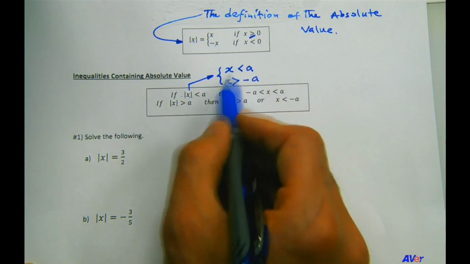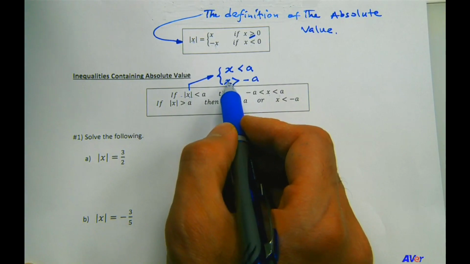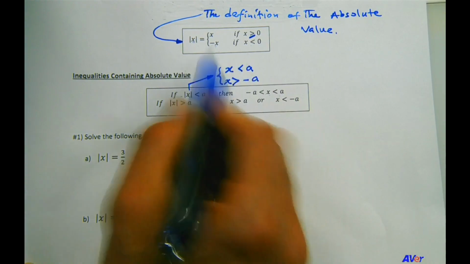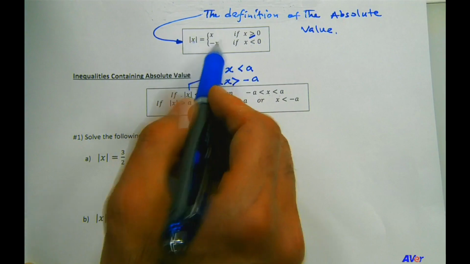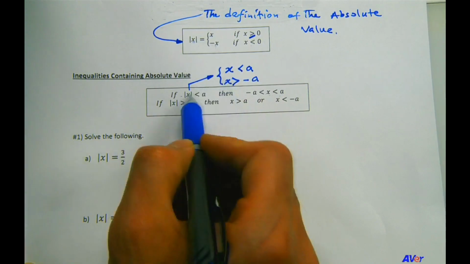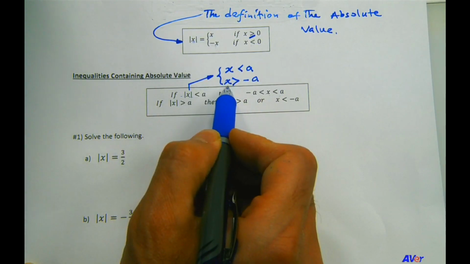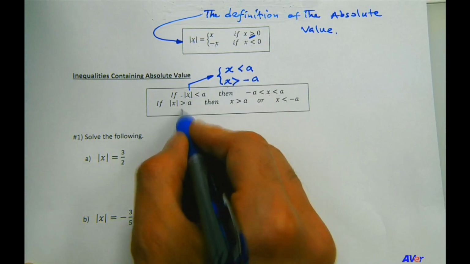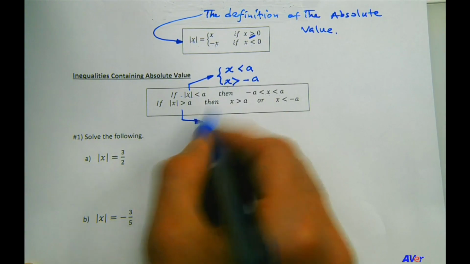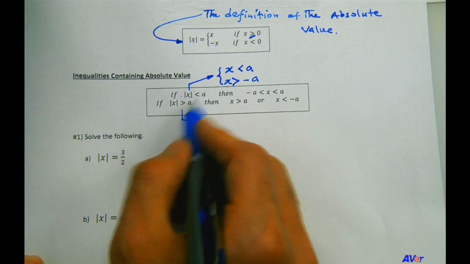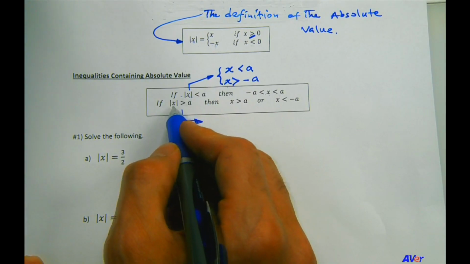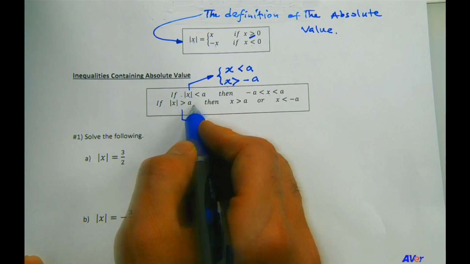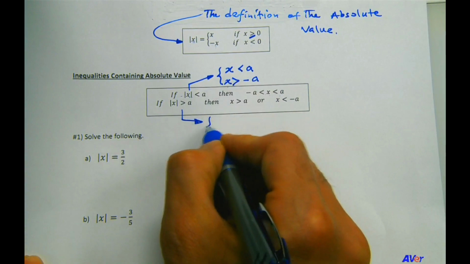I explained it like this because I wanted you guys to see the similarity between the absolute value definition and what we do to solve an absolute value inequality. Okay, let's do the same thing here. So this one is different than that, right? This is saying absolute value of x greater than a. So we're going to have two solutions, right?